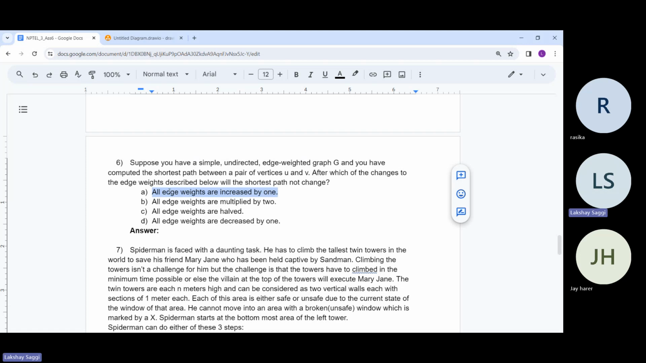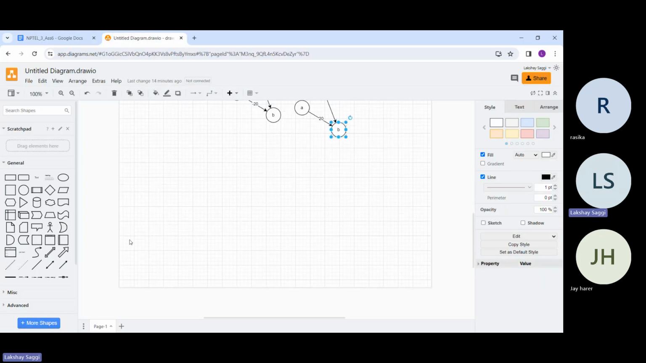So actually, since no one's typing, I'll just help myself. So option A, here the shortest path can actually change. Shortest path may change. And why is this the case? Just consider an example. Let me draw an example for you guys.